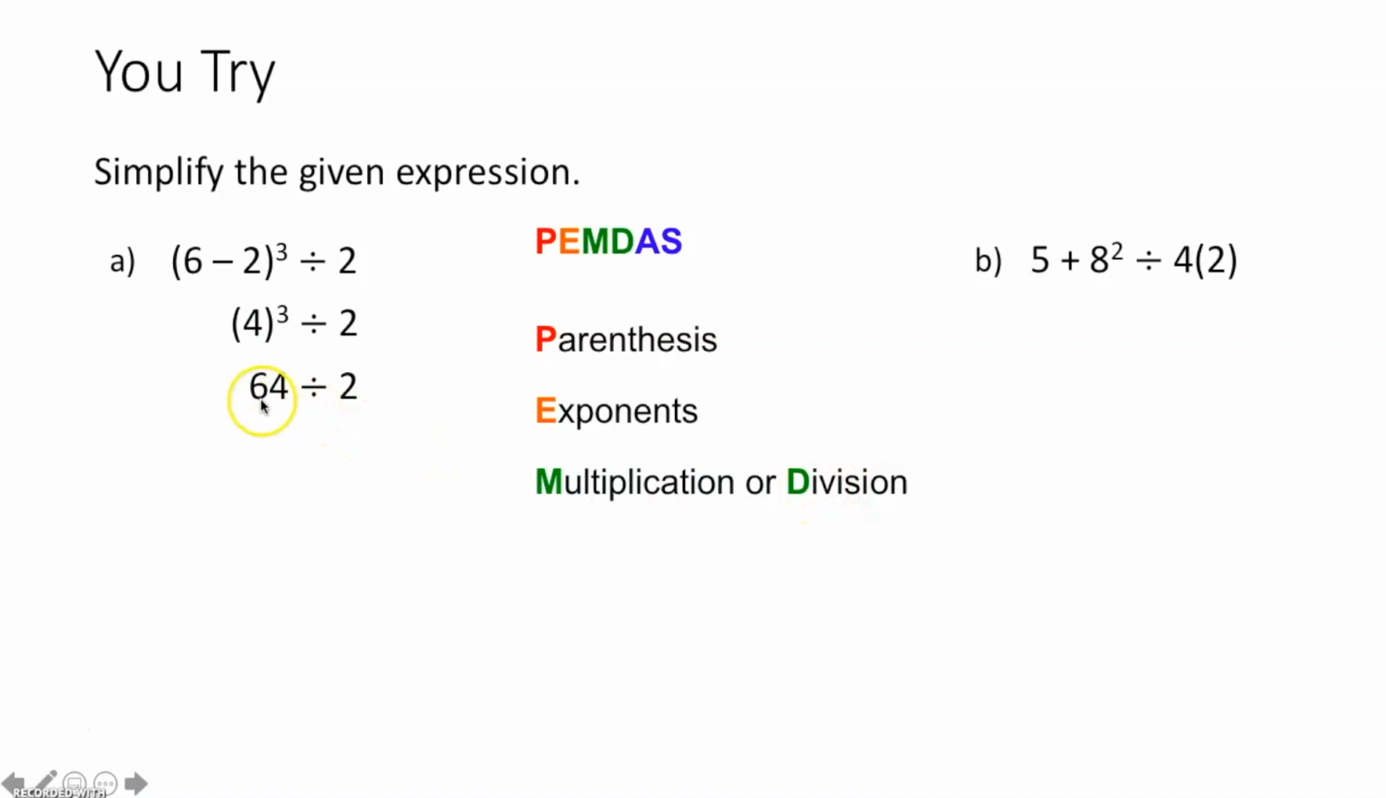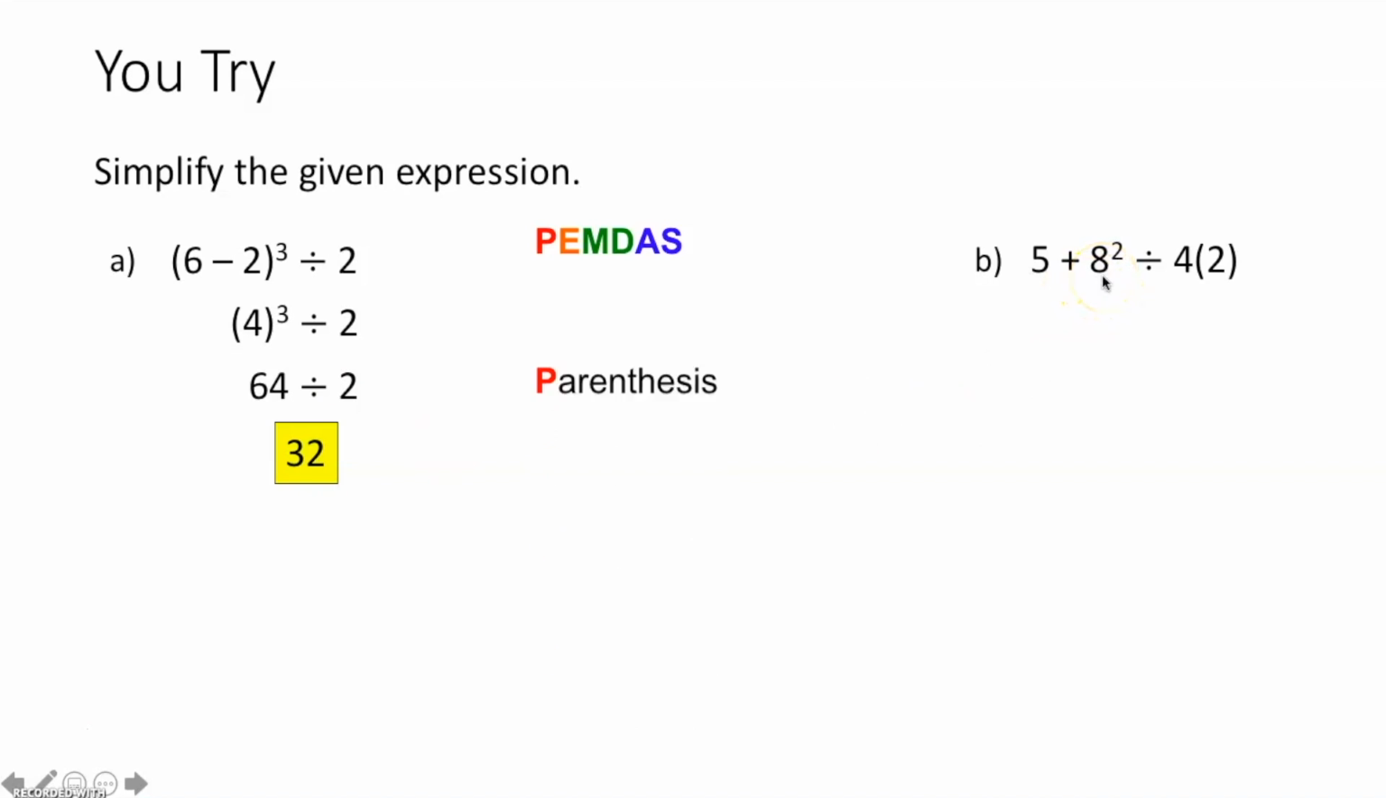We have division. Yes, so we go 64 divided by 2. What is 64 divided by 2? 32. And we don't even have to go to the next step because we're done. For part B, start over. Parentheses. Yes, there's parentheses, but there's nothing to do inside those parentheses. It's just a number, 2.